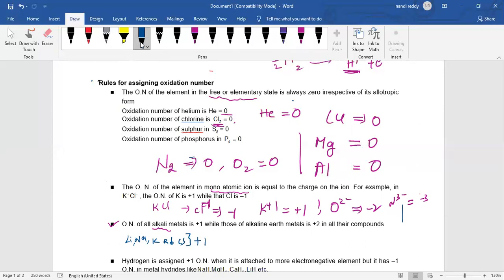They can lose only one electron. So sodium gives rise to Na+ by losing 1 electron. That's why they lose only 1 electron, and that's the reason for +1.